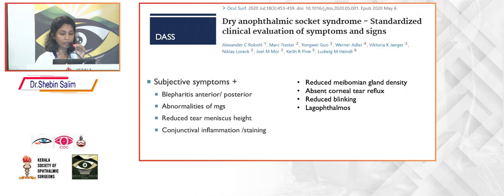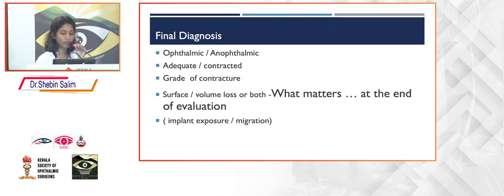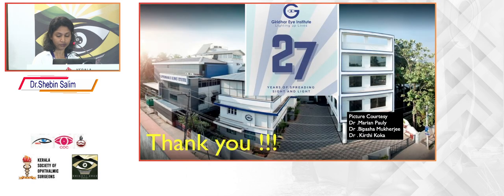Again, the socket can have what is known as DAS, dry anophthalmic socket syndrome. This occurs because of reduced meibomian gland density, absent corneal tear reflex, reduced blinking, and lagophthalmos. So finally, at the end of your evaluation, what matters is whether there is a contracture of the surface or volume or both, because that is how you are going to manage. Thank you.